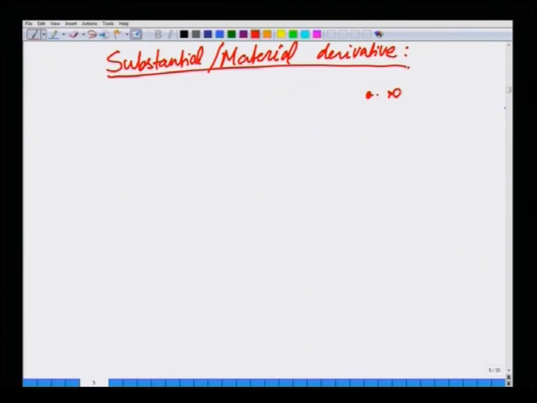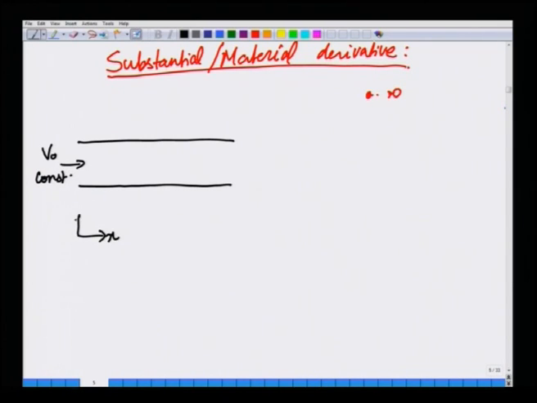So, to motivate this, I will take a very simple context. Imagine you have a channel in which fluid is flowing with constant uniform velocity. Suppose you call this x and y, the velocity is constant in the y direction. It is not realistic, but this is just for the sake of our illustration. So, we do not worry about why the velocity is uniform. Let us assume that the velocity is largely uniform.